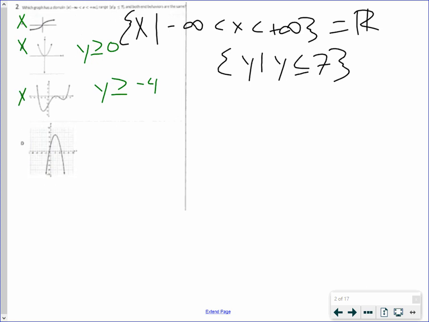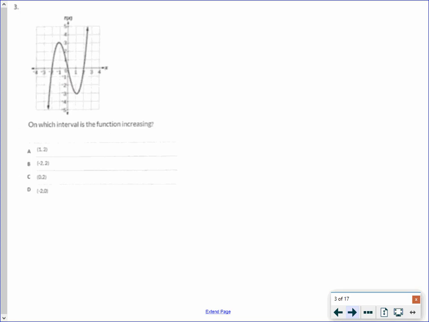And then for D, our domain is still all real numbers. That's perfect. Our range for this one is y is less than or equal to +7. That's what we want. So in this case, our answer is D. That's exactly what we want: a graph that has a domain of all real numbers and has a range that's less than or equal to 7. All right, let's go on to number 3.